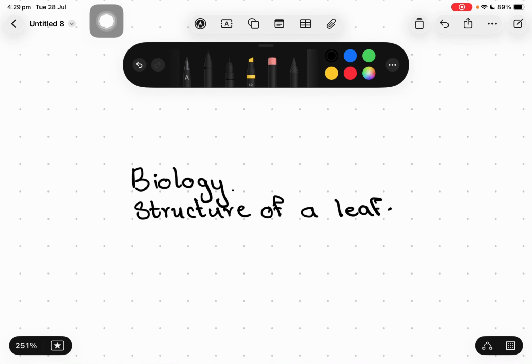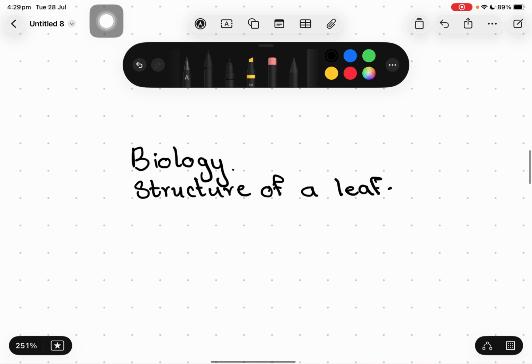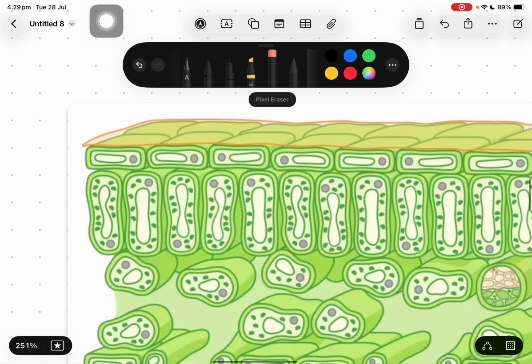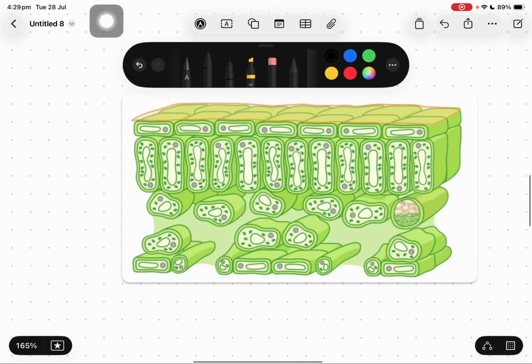Hello everybody, so today we're going to be doing biology, the structure of a leaf. So what is the leaf? The leaf is an organ in the plant which has a key role in photosynthesis. So today we're going to be discussing the structure of a leaf. So here we have the diagram of a leaf.